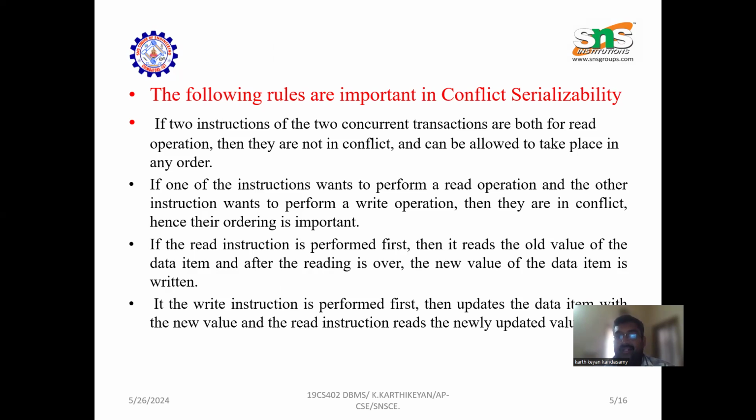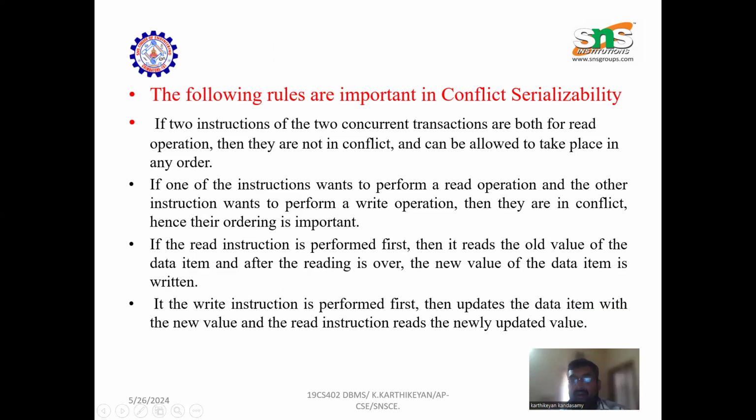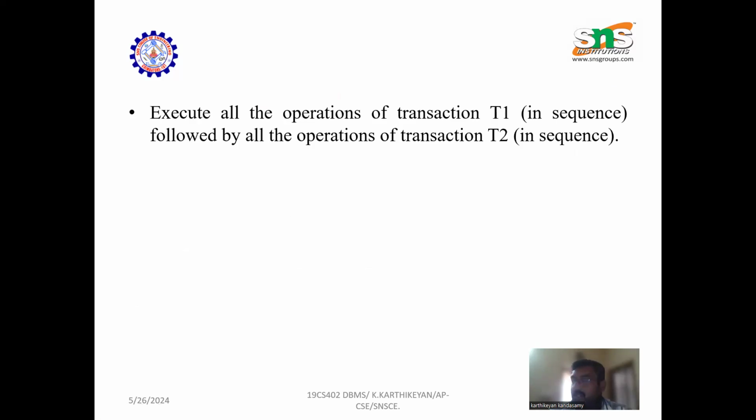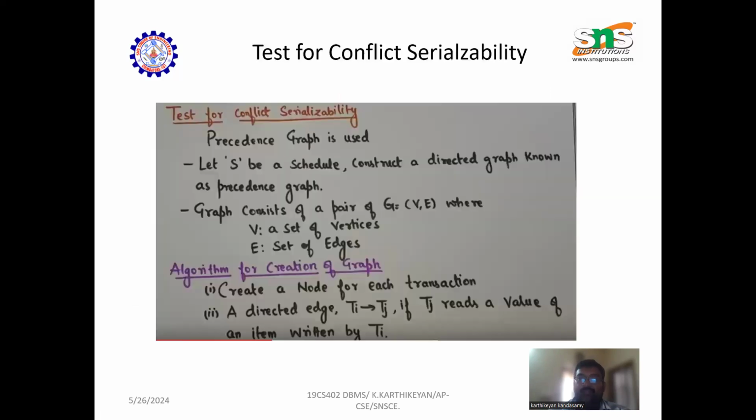If the read instruction is performed first, it reads the older value of the data item, and after reading is over, the new value of the data item is written. And if the write instruction is performed first and updates the data item with the new value, the read instruction reads the new updated value in the second one. So execute all operations of transaction T1 in sequence followed by transaction T2. For example, we can show that one.